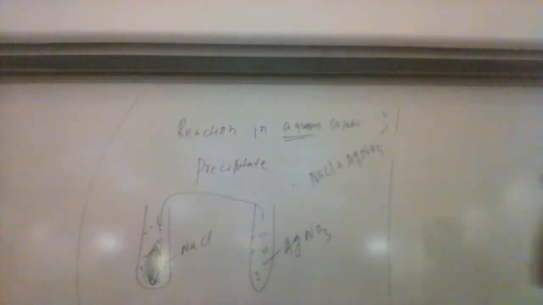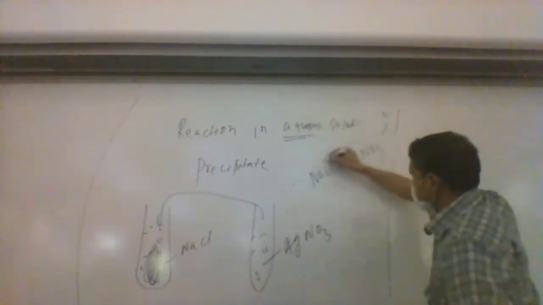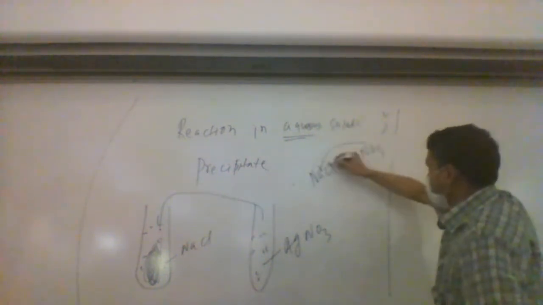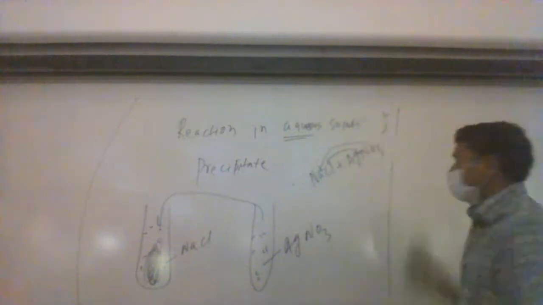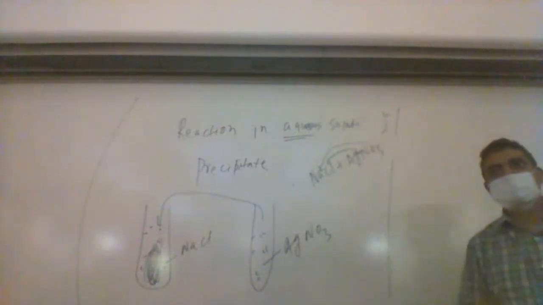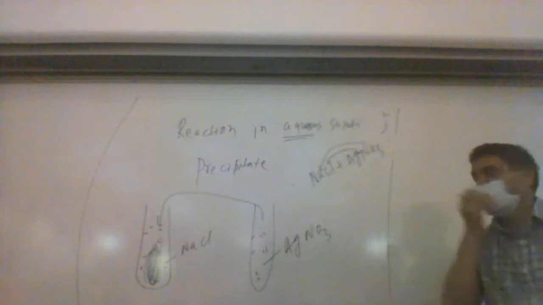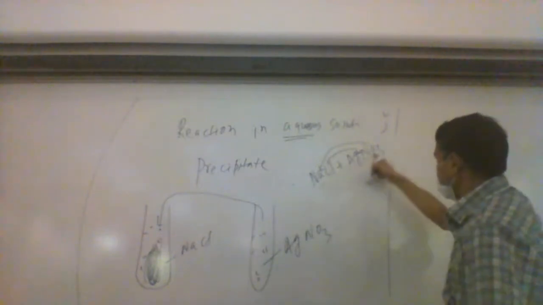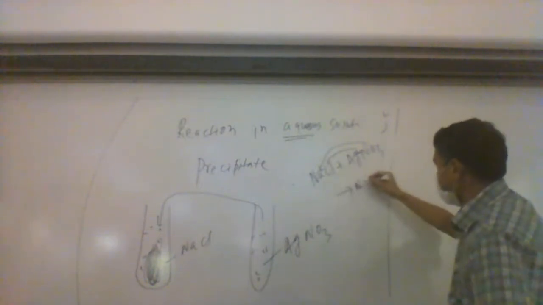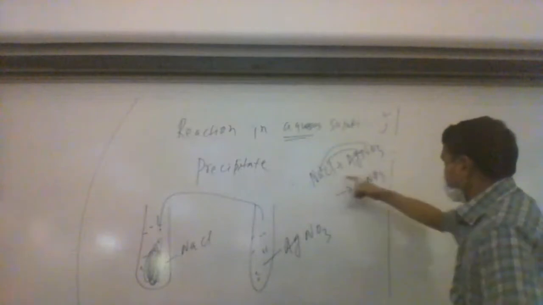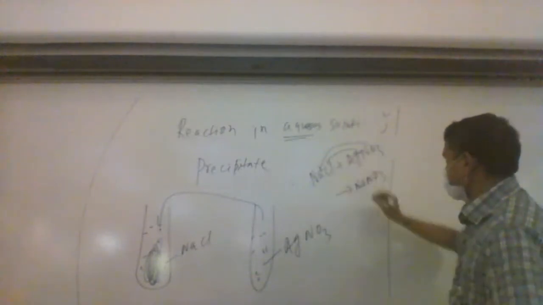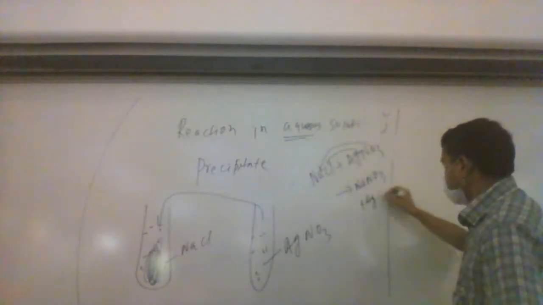So negative goes to sit with this positive, and this negative goes to sit with this positive. Make sense? They are just exchanging the position there. So you see, sodium goes to sit with nitrate, so that is NaNO3, and this chlorine goes to sit with silver, so AgCl. You see that?